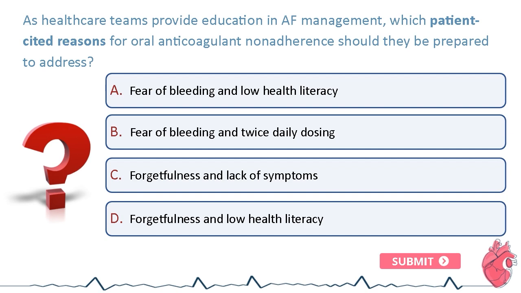Let's go into a question. As healthcare teams provide education in AFib management, which patient-cited reasons for oral anticoagulant non-adherence should they be prepared to address? A. Fear of bleeding and low health literacy. B. Fear of bleeding and twice-daily dosing. C. Forgetfulness and lack of symptoms. Or D. Forgetfulness and low health literacy.